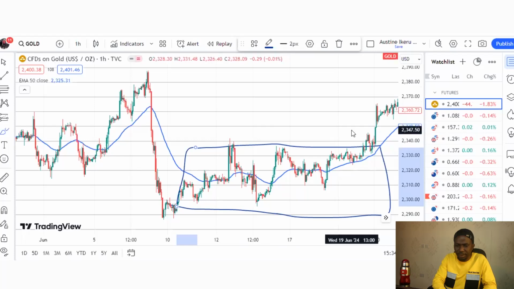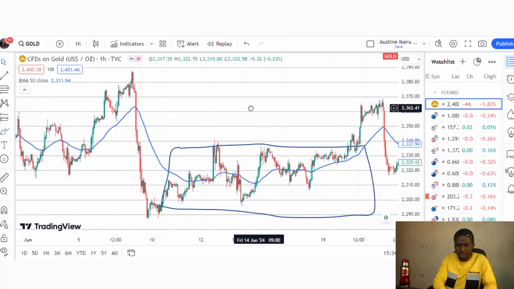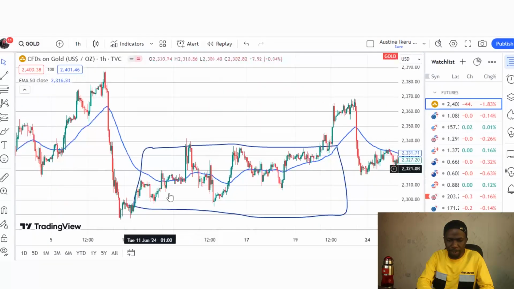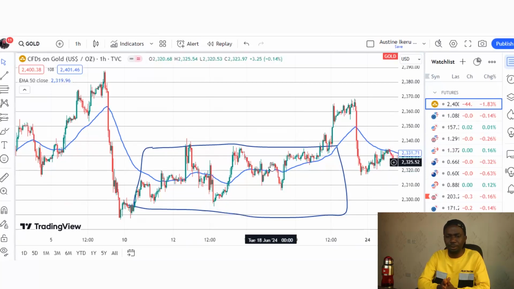So when the price began to respect the 50 EMA, that is when the trend began, right? You can see clearly that the price was formerly consolidating here. That is why the price is going up, coming down, going up, coming down. That is why the price is crossing above and below the moving average consistently. So this now signals to you that the market is clearly in a range.